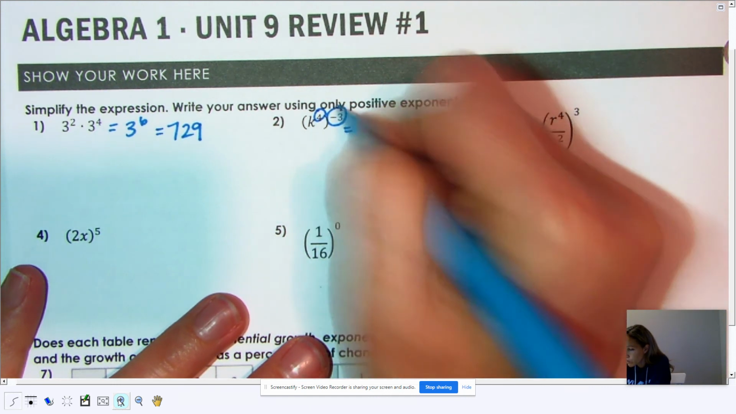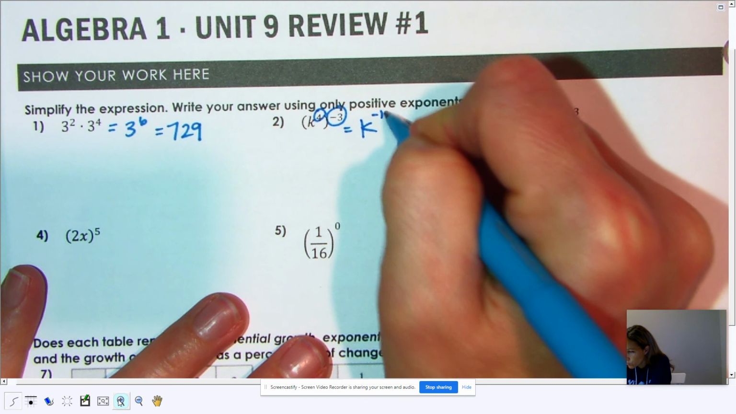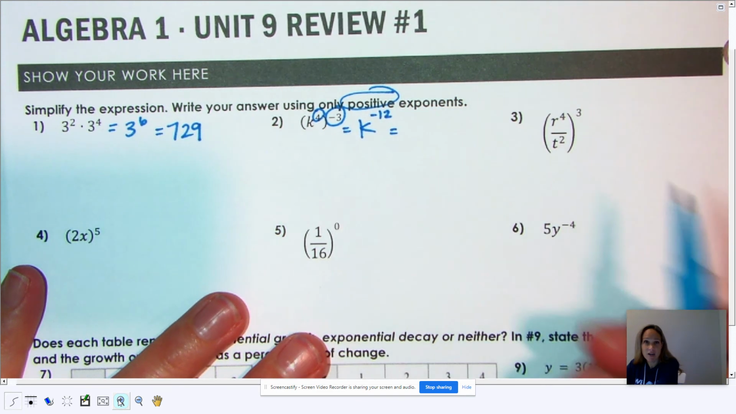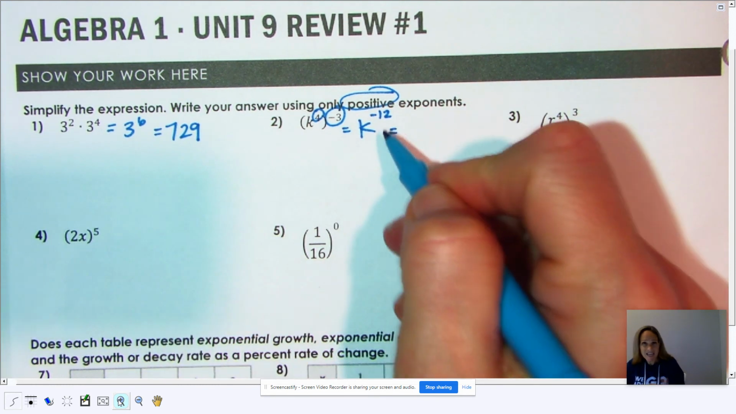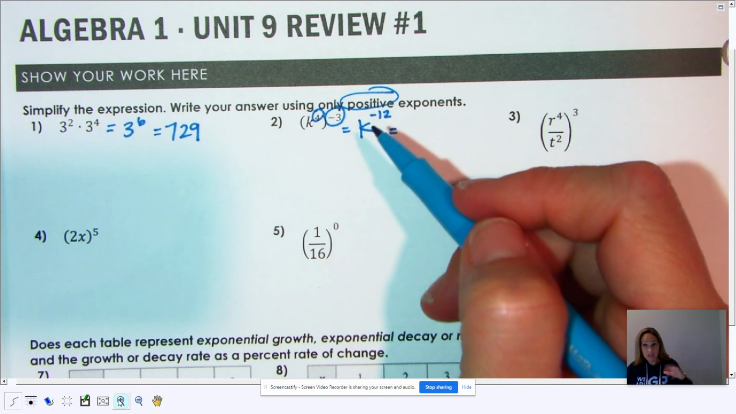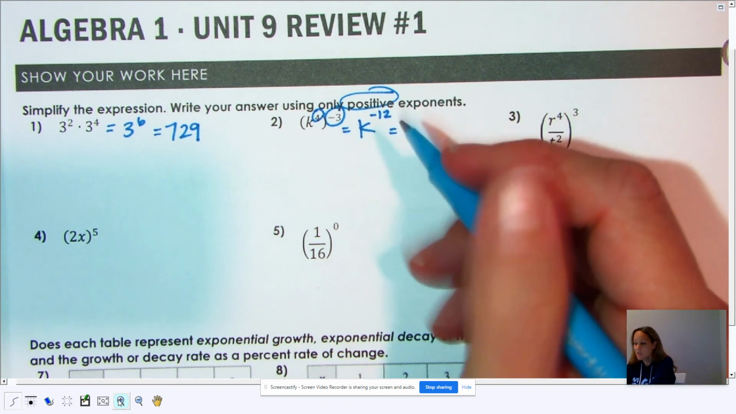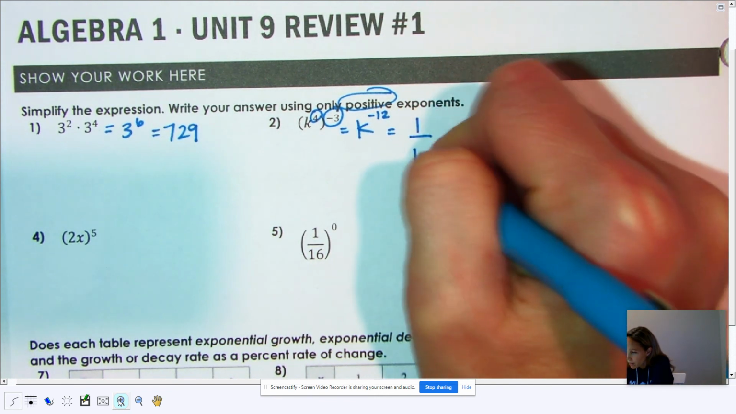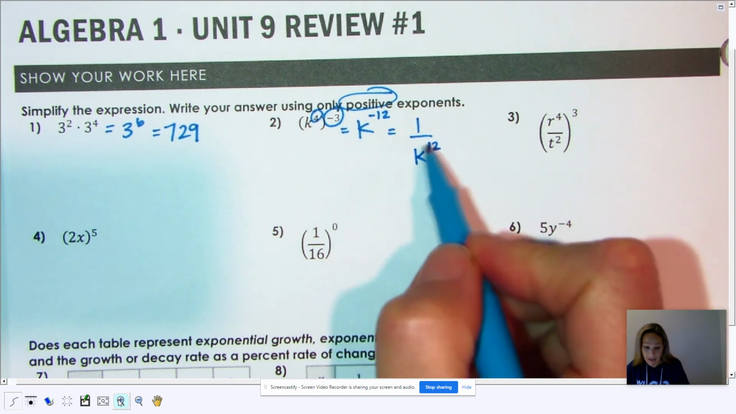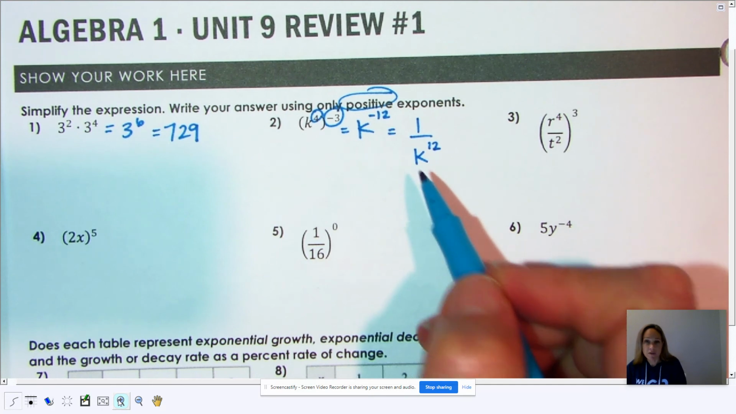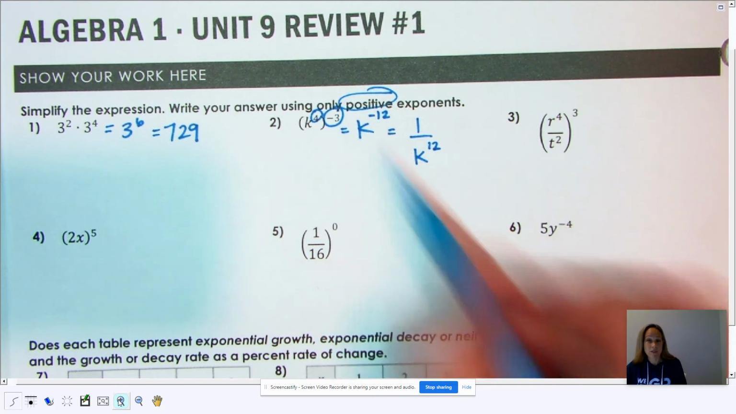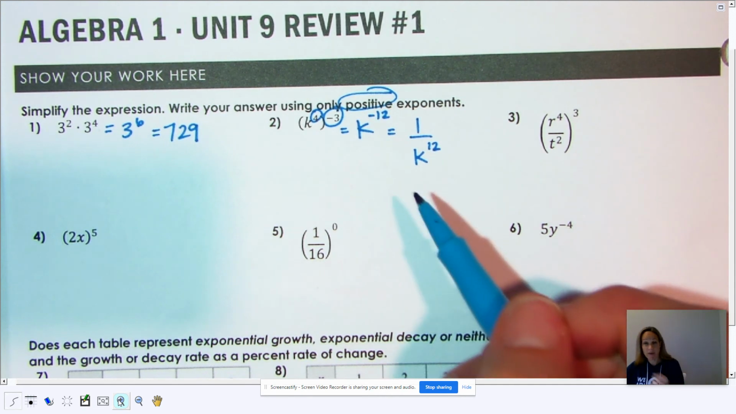And then for question number 2, we want to distribute, and distribute's the wrong word, but with a power to a power we multiply, so k to the negative 12. And then remember, we only want positive exponents in our answer. So remember that negative means instead of multiplying by that many k's, we're actually dividing by that many k's. So it's kind of like the reciprocal. So we would just take it and move it to the bottom. And now it's a positive 12 because we're dividing by 12 k's. You can also think about if it's negative and unhappy on the top, we move it down to the bottom and now it's happy and positive.